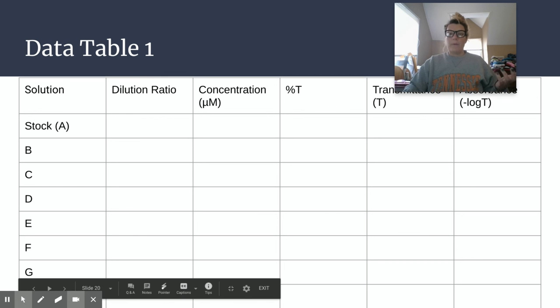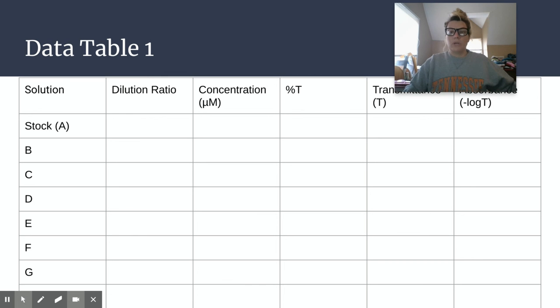And then we will also talk about how we are going to graph this information in order to use it to then figure out the concentration within this sample.